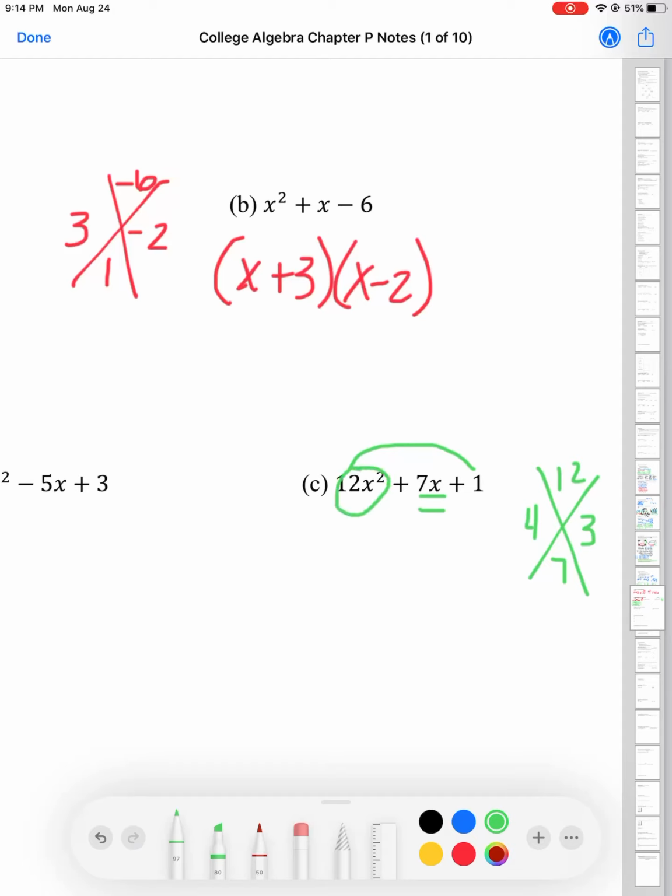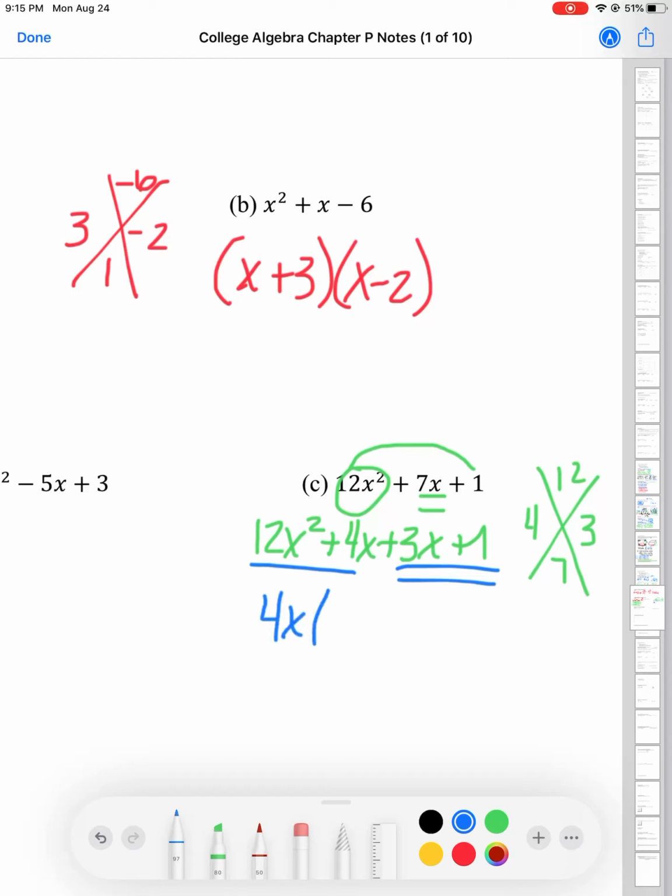Now, 4x and 3x will both be divisible by 12x squared, so it doesn't matter which one you put next to the 12x squared in this case. Sometimes it doesn't matter. So I'm going to rewrite 12x squared plus 4x plus 3x plus 1. Now I'm going to group.